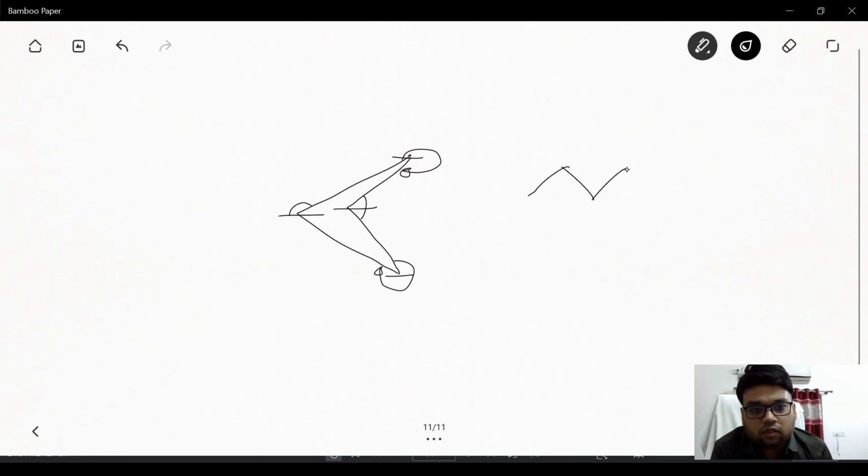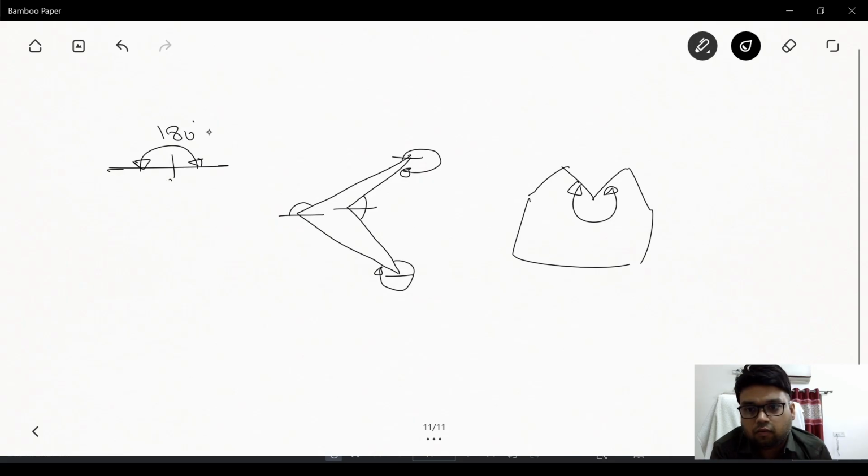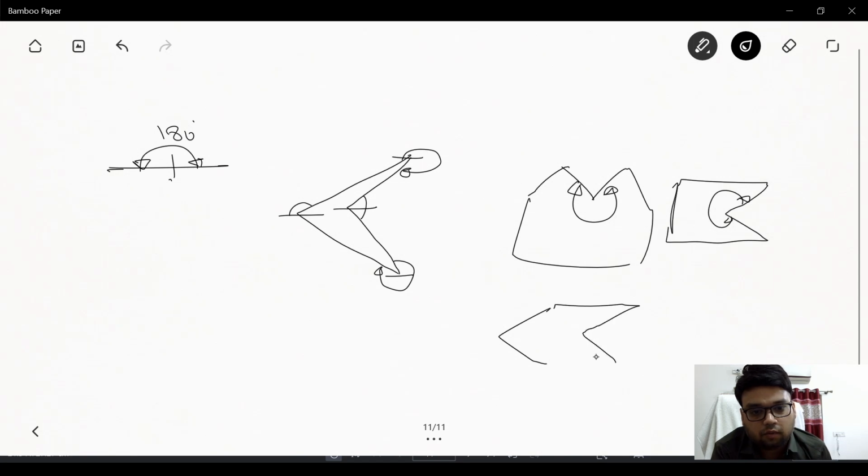One more example which is mentioned in your book. Look at here, this is more than 180 degrees. 180 degrees simply means the flat surface. This is your 180 degree figure, but this one is more than 180 degrees. Further examples like this, here you can observe that this figure is also more than 180 degrees. Moving forward to the next example, here we can also observe that it is more than 180 degrees.